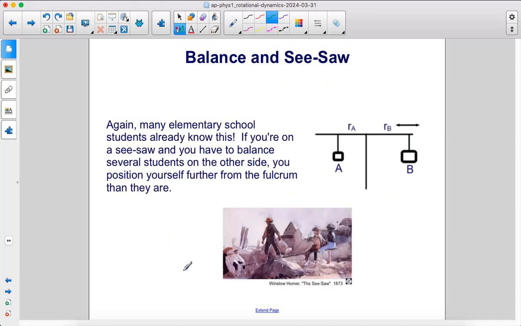Again, many elementary school students already know this. If you're on a seesaw and you have to balance several students on the other side, you would position yourself further from the fulcrum than they are in order to be able to balance them out.